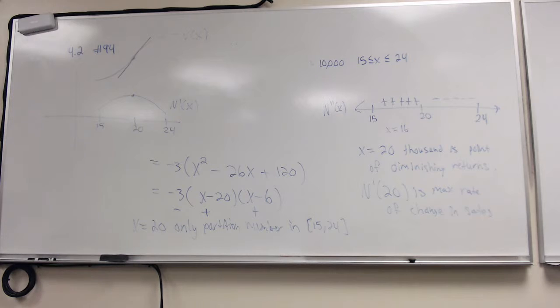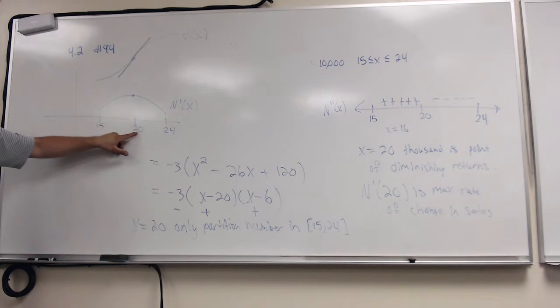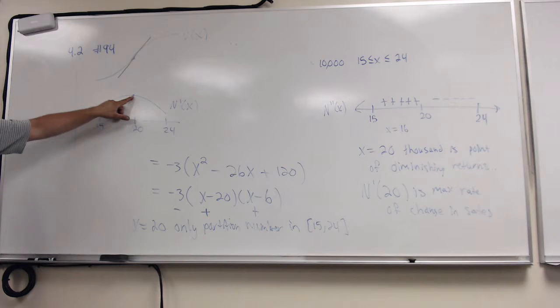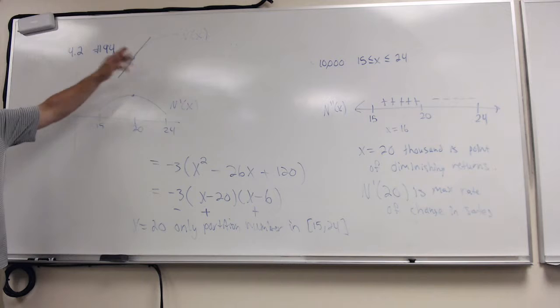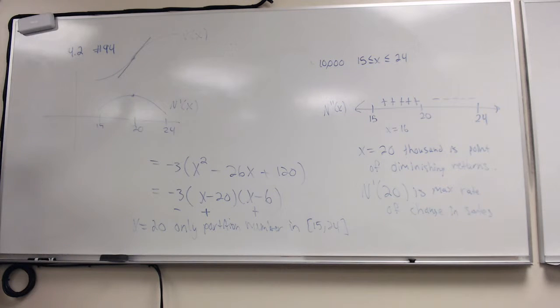But you should see the same pattern when you go graph them. On the first derivative, at the point of diminishing returns, the first derivative has a maximum, and that's on the original graph, that's where you'll see the steepest tangent line, because that's where the rate of change is the greatest. Okay, does that help?